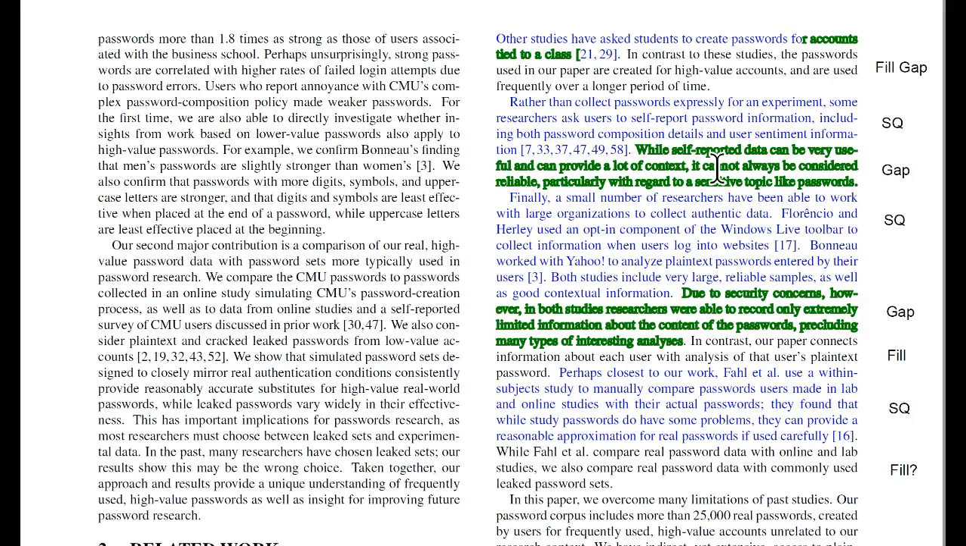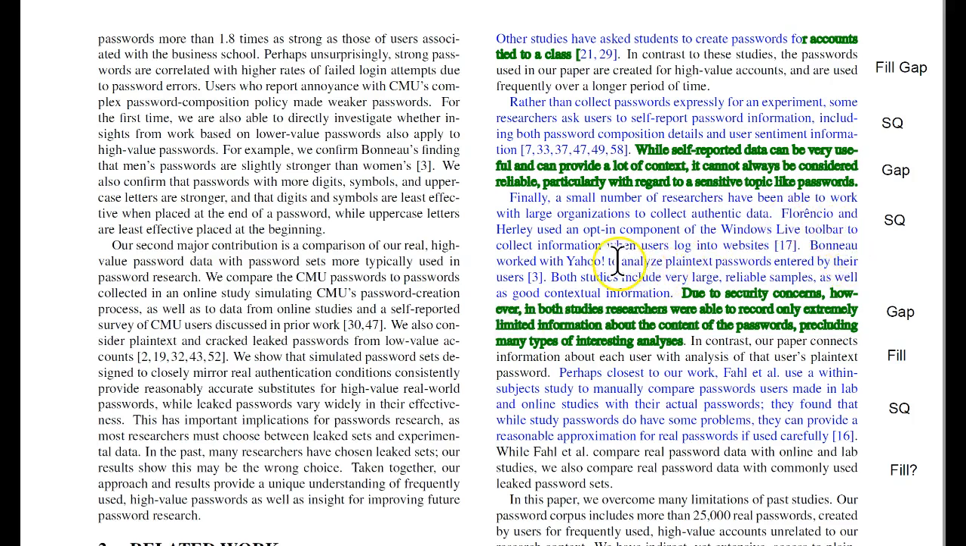Rather than collect passwords expressly for an experiment, some researchers have asked users to self-report password information. And this is a group of studies. Then they say the problems with this method of collection. Then, finally, a small number of researchers have been able to work with large organizations to collect authentic data.